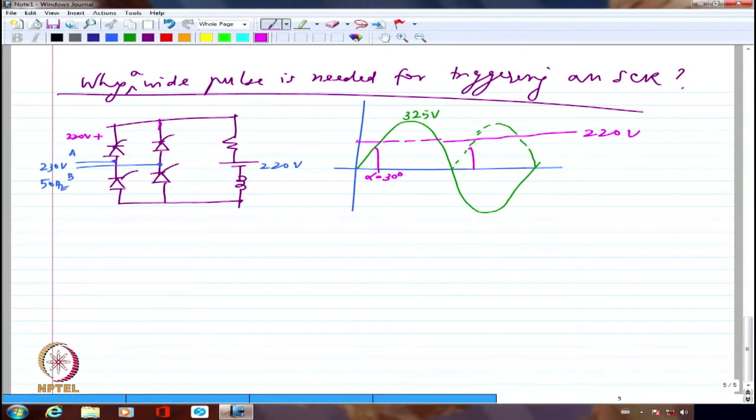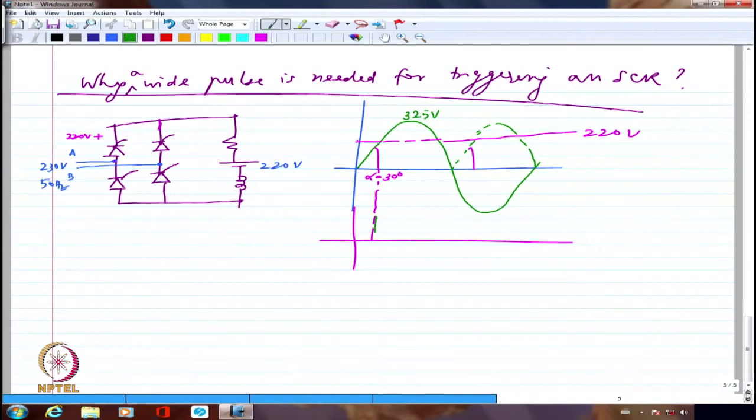So how do I give it a chance to conduct? I'll give it a chance to conduct only if I give a wide pulse. So I try to give the pulse starting from here. I say alpha is 30, all right, but if the device is not able to take over, I may start from here and give it until this portion.